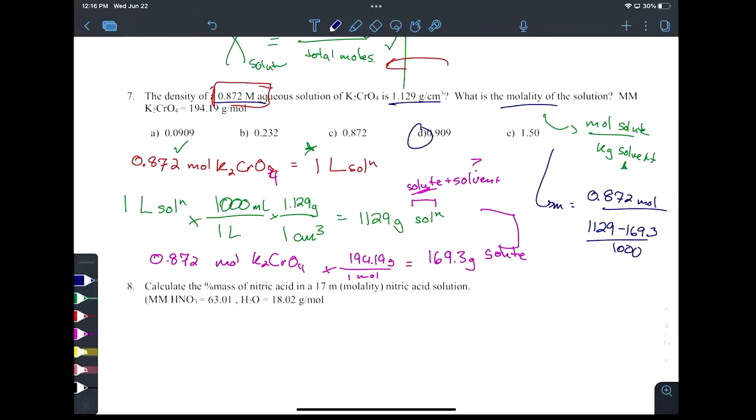Understand that with molarity, the denominator has that solution part.